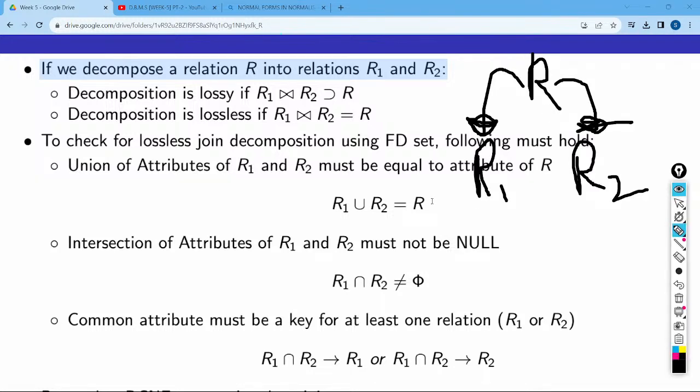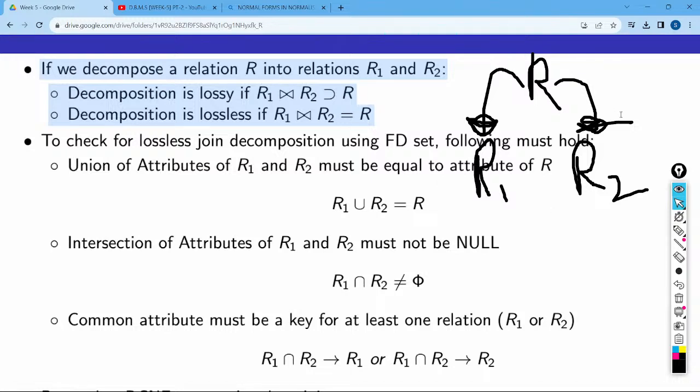The decomposition is lossy if R is a subset of the natural join, and lossless if R is equal to this. So basically, this is something that we learned before.